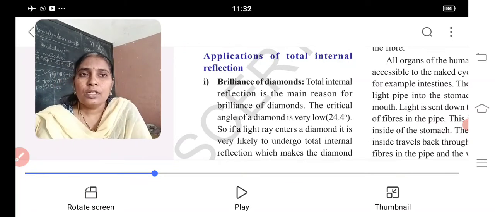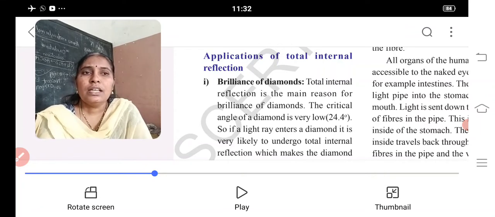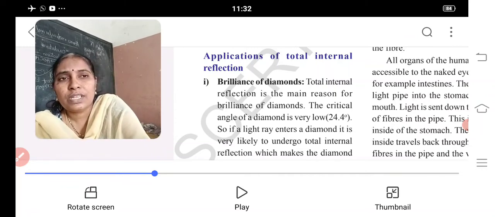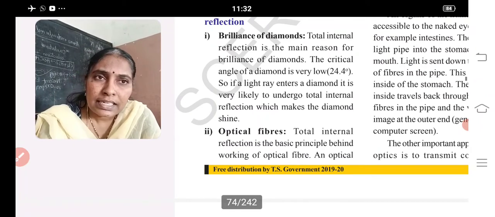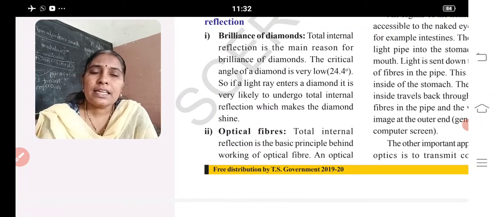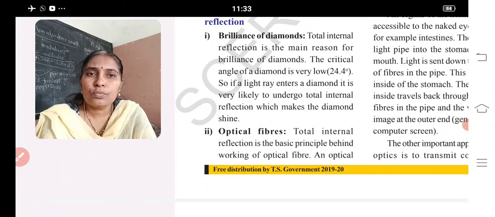Brilliance of diamonds. Total internal reflection is the main reason for the brilliance of diamonds. The critical angle of a diamond is very low, that is 24.4 degrees. So when a light ray enters a diamond, it is very likely to undergo total internal reflection, which makes the diamond shine. As its critical angle is very small, the light ray does not enter the other medium, it reflects in the same medium. Due to twice or thrice reflection, the diamond shines more. That's why the brilliance of a diamond is more due to total internal reflection.